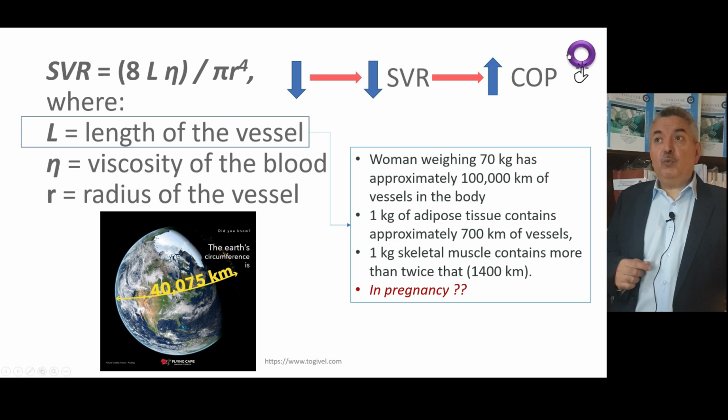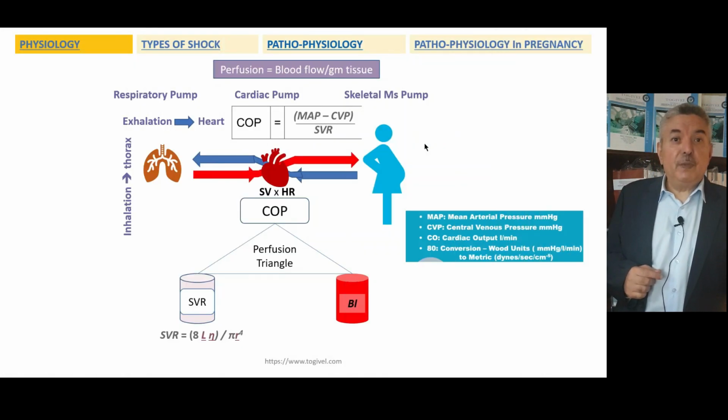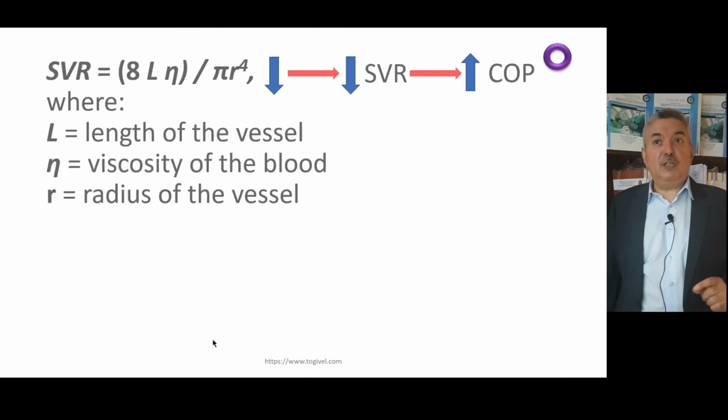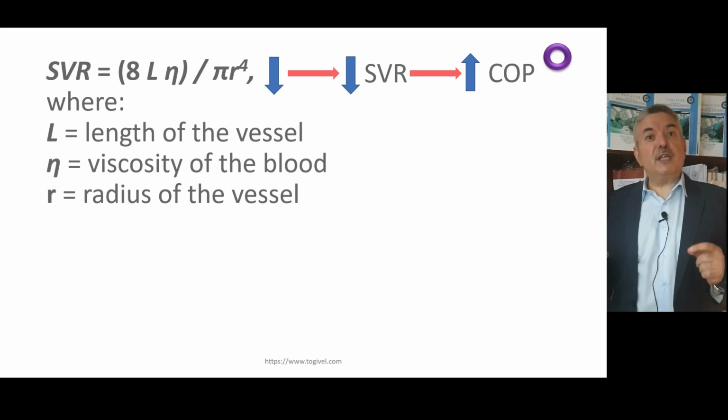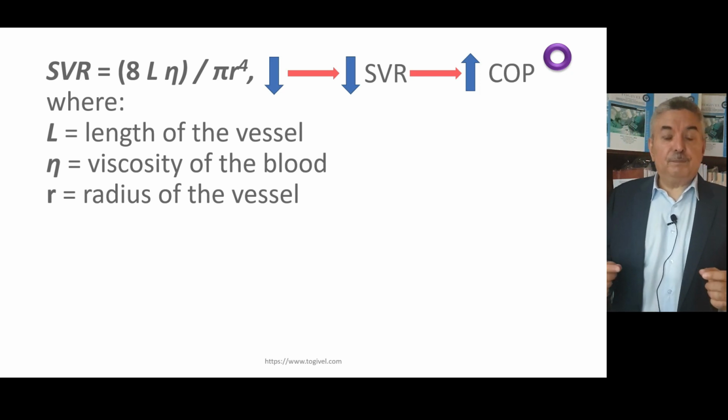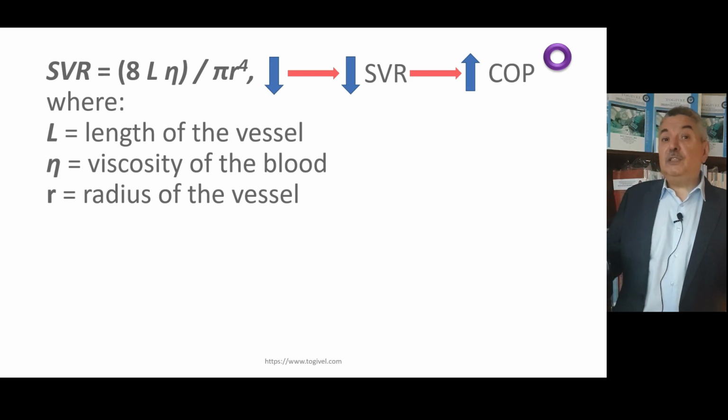The second thing that we will talk about is the viscosity. The viscosity is another issue because viscosity, if it decreases, the systemic vascular resistance decreases and so the cardiac output increases. Now this is physics.